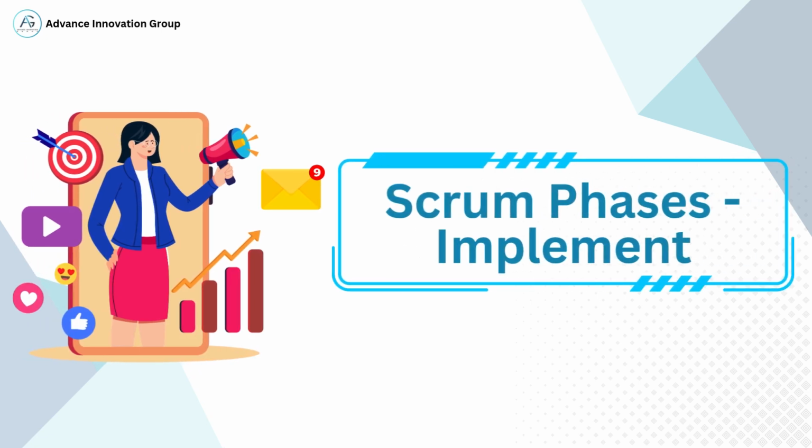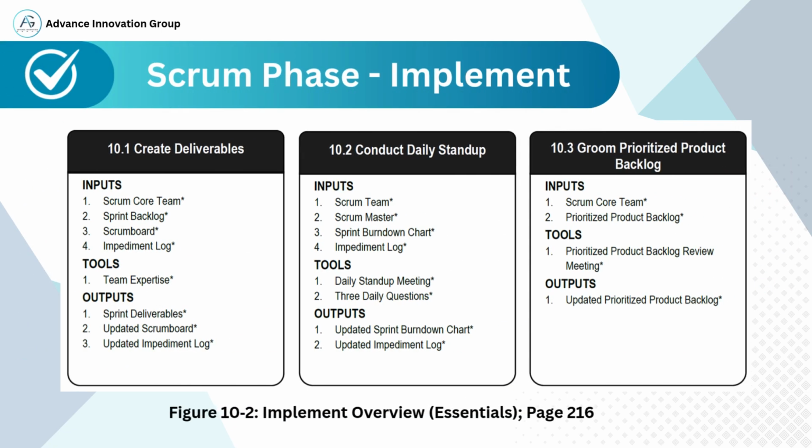Scrum phases. Implement. This slide explains the three key processes in the implement phase of Scrum. Let's understand each one. 10.1 Create deliverables. Inputs: sprint backlog, Scrum board, and impediment log. Tools: team's expertise helps convert tasks into usable deliverables. Outputs: sprint deliverables, working product increments, updated Scrum board, and updated impediment log.